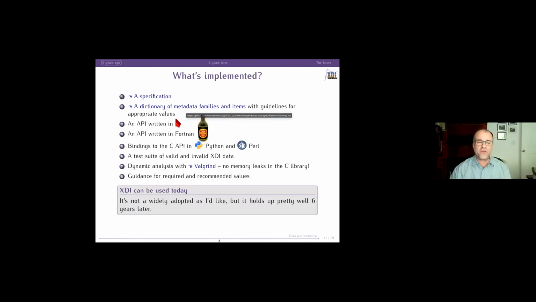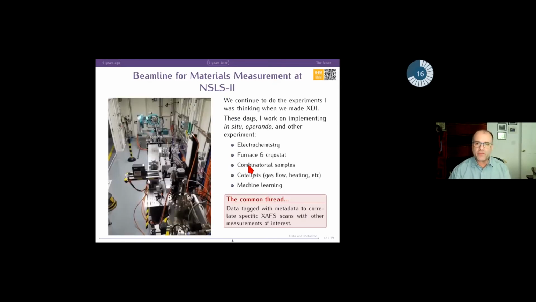So this is a thing that can be used today. I wish it were more widely adopted. I wish more of the other beamlines, even at my own facility, used it fully and appropriately. But aside from adoption issues, it holds up pretty well 6 years later. But now it's 6 years later, and instead of running a very old beamline at a very old facility, I'm running a brand new beamline at a brand new facility.